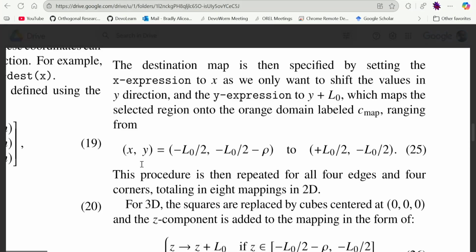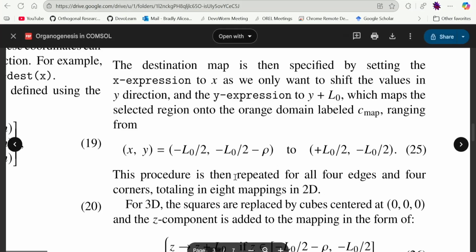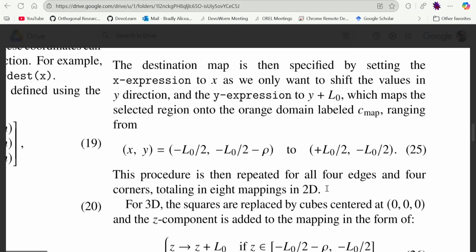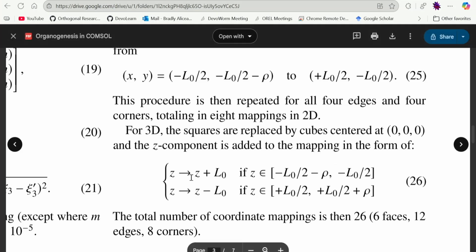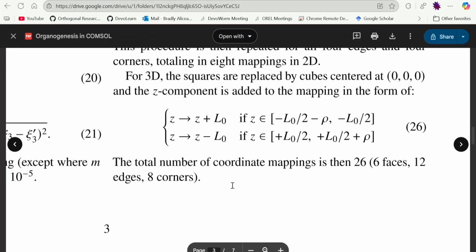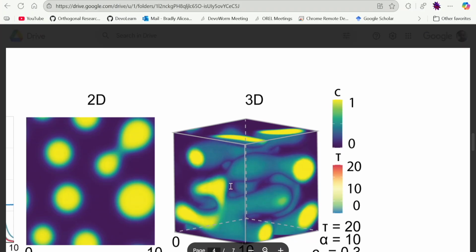This procedure is then repeated for all 4 edges and all 4 corners, totaling 8 mappings in 2D. For the 3D case, the squares are replaced by cubes and centered at 0, 0, 0. And then we have the Z component, which adds to the mapping in this form. So you're just doing the same thing with a new dimension, and you're getting this result.